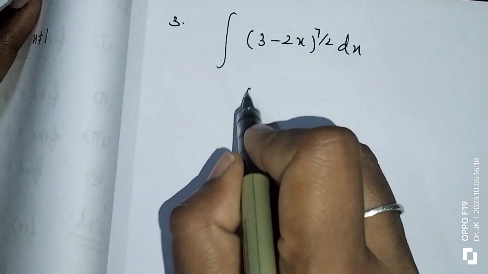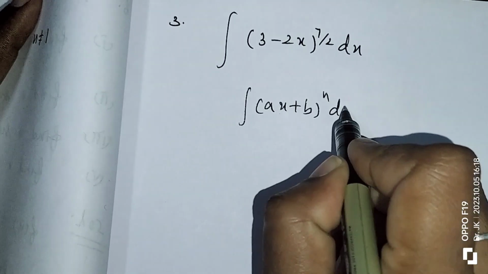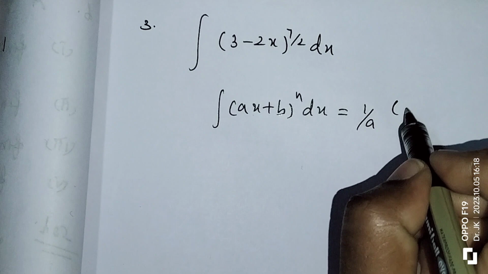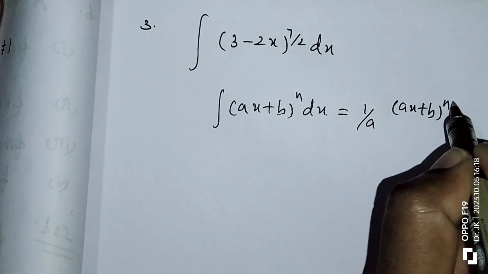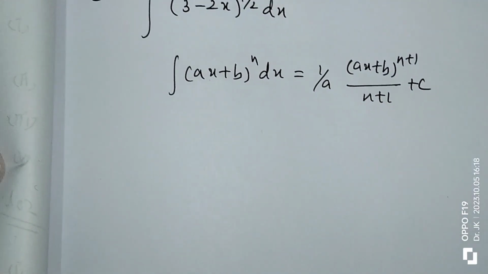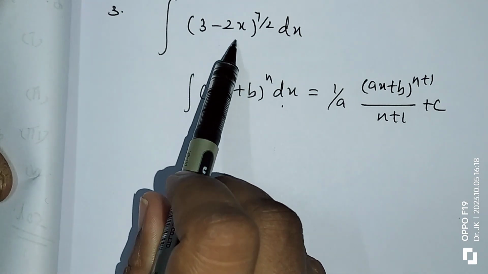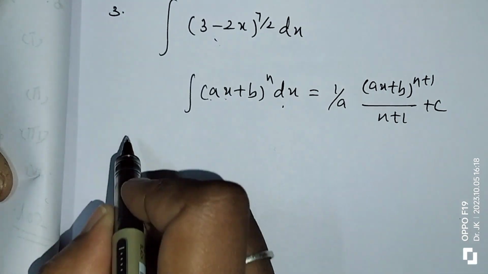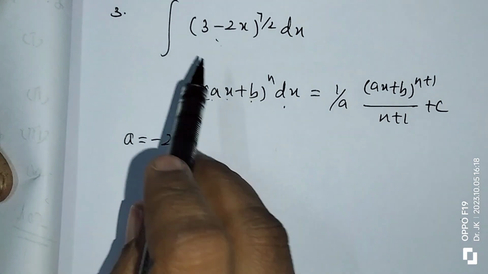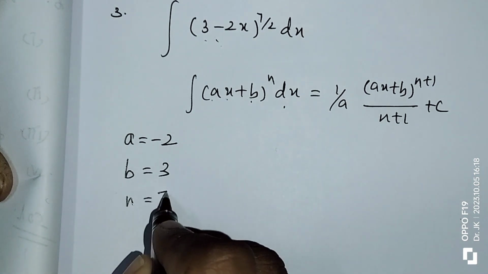This is of the form integral of (ax plus b) whole power n into dx is equal to, what is the answer? 1 by a into (ax plus b) whole power n plus 1 by n plus 1 plus c. So here it's just to compare these two. What is a here? That is the coefficient of x. Coefficient of x is equal to minus 2, a is equal to minus 2. And what is b here? B is the constant, so b is equal to 3. What is n here? N is equal to 7 by 2.